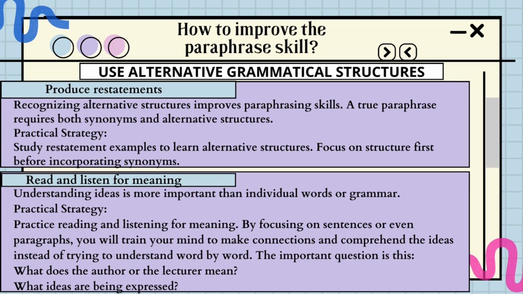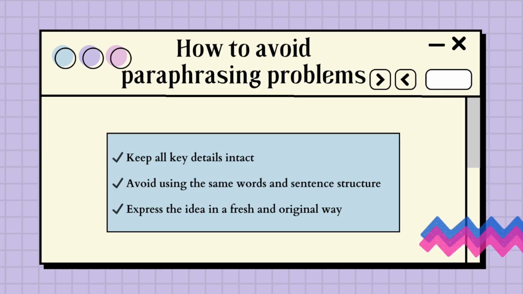The important question is this: what does the author or the lecturer mean, and what ideas are being expressed? And how to paraphrase well? You can follow this key principle. 1. Keep all key details intact. That means maintain the original meaning without omitting important information.